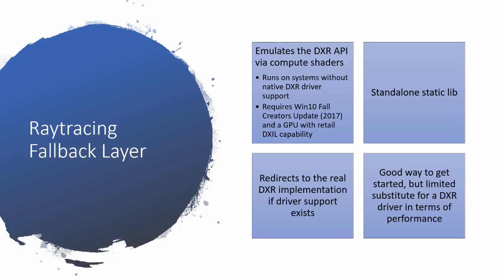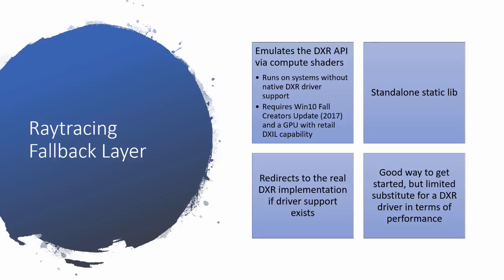The fallback layer is a standalone static lib. It's actually open source on GitHub, so you can compile it yourself, but the output of compiling it is a lib that you link into your application. So it's not quite the same API as DirectX. You just redirect it at initialization time. Instead of creating a D3D12 device, you create a D3D12 fallback device, which comes from this lib. But other than that, once you're going, it's very, very close to being the same API.